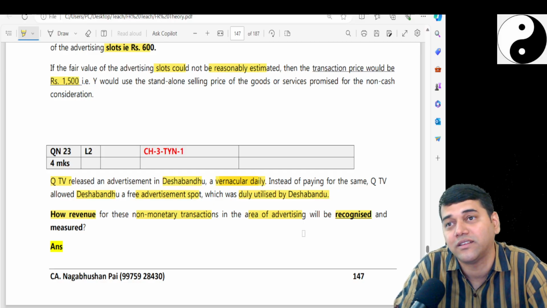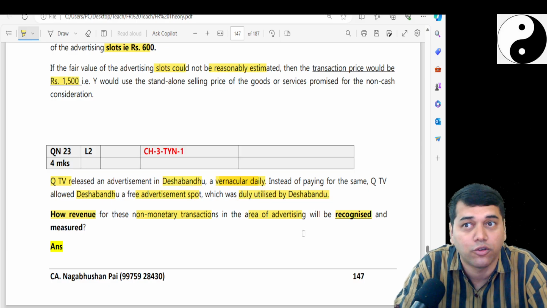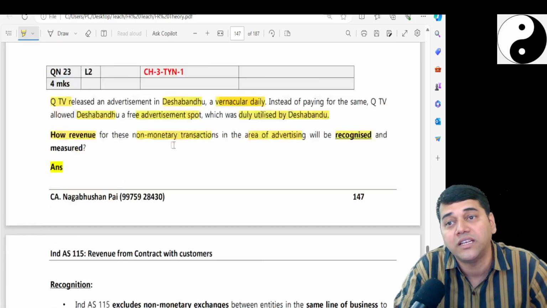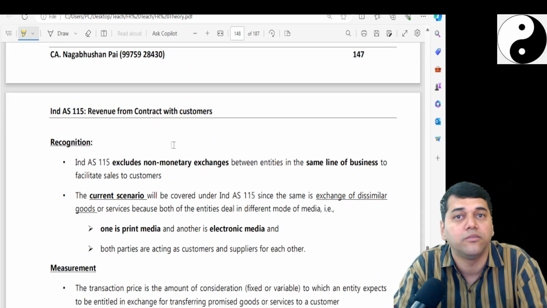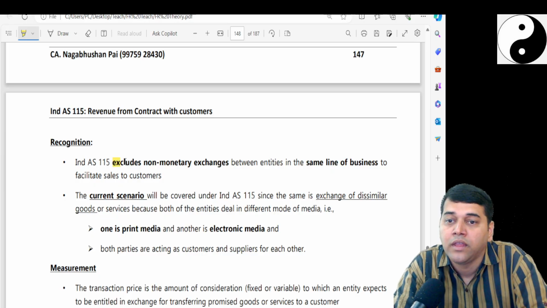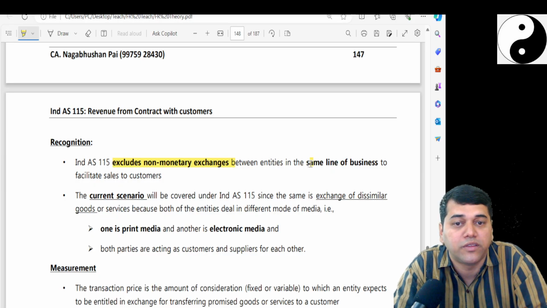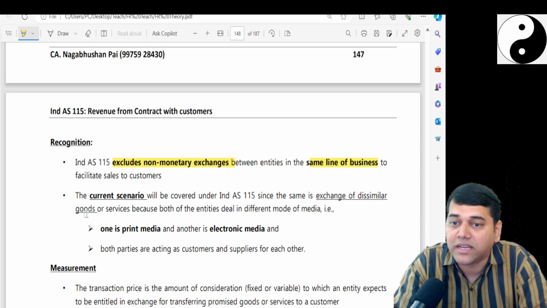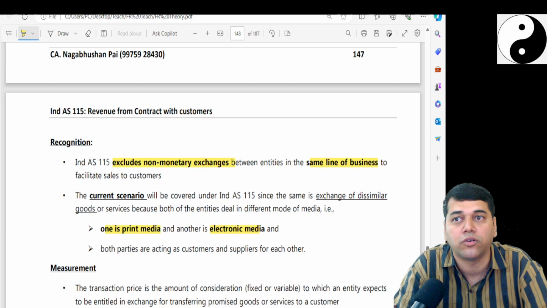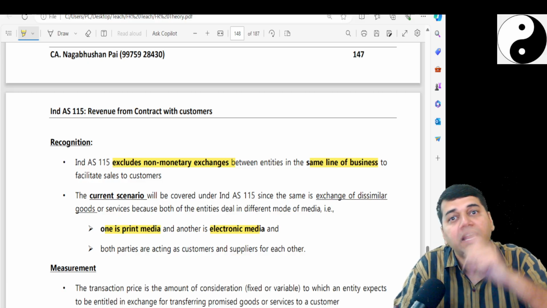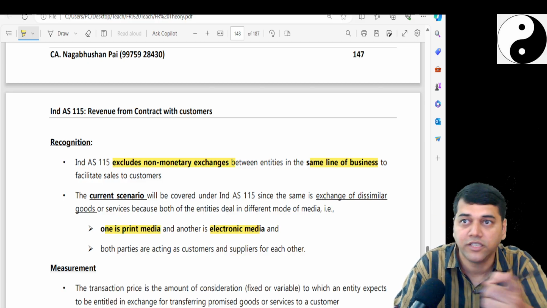Is it in the same line of business? No. That's what I am telling you. This is a tricky question because both are in a different line of business. But you have to explain the exclusion in theory. 115 excludes non-monetary exchange between the same line of business. In the current scenario, one is print media, another is electronic media. So you cannot say both are in the same line. Between CTV and Udaya TV, yes, it would have been the same line.